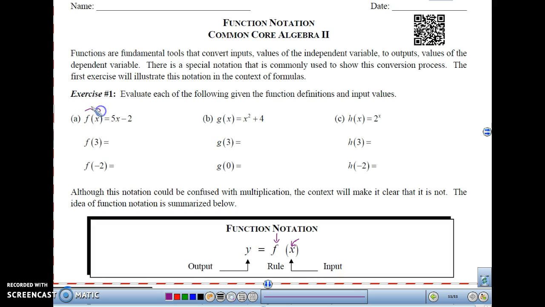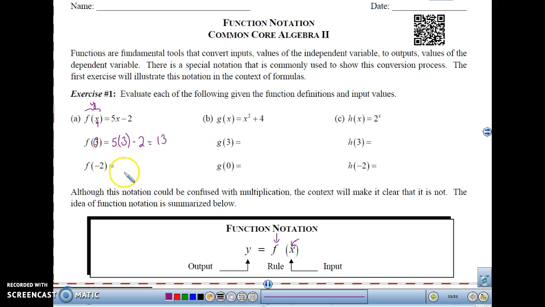So this part right here is the y. All right, this is the x you're using to get the y. The f is the rule that you're using. So if f of x equals 5x minus 2, what do we do with the 3? Well, f of 3 is plugged in for x. 5 times 3 minus 2 is 15 minus 2, which is 13. So when x is 3 in this function, y, or f of x, is 13.